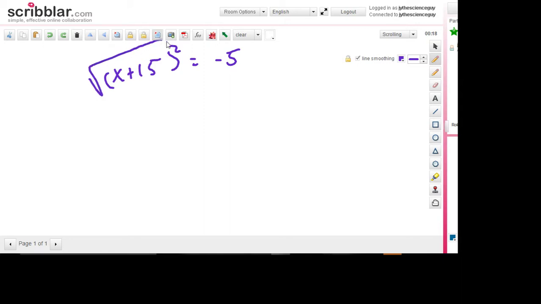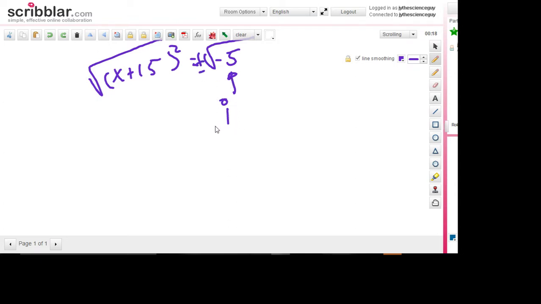Square root, right? What do I know about any number that's under the square root that's negative? What kind of number do you get? I. You get an i, you get an imaginary. Is that a real solution? Nope. And it's plus or minus the square root of i, right?